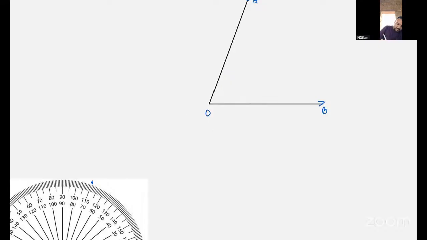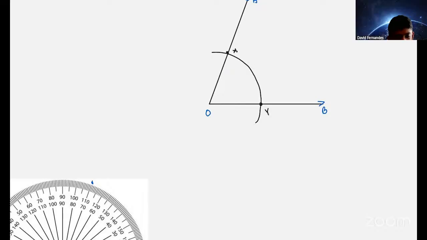Okay, so make an arc like this, everyone, and name them as X and Y. Yes? Do we have to put the needle on X and Y and draw another arc? No, no need.